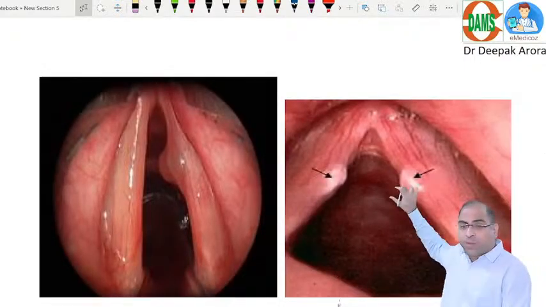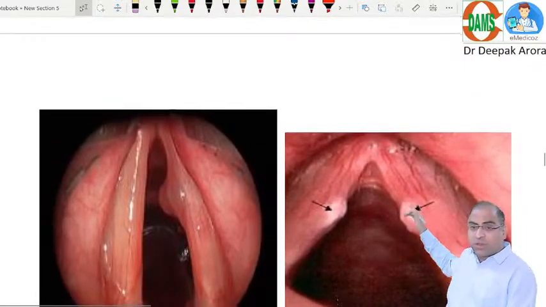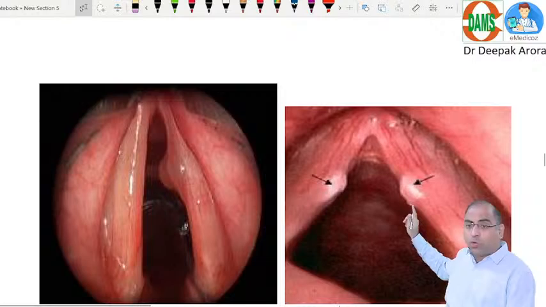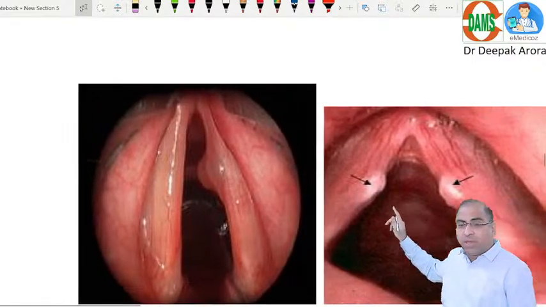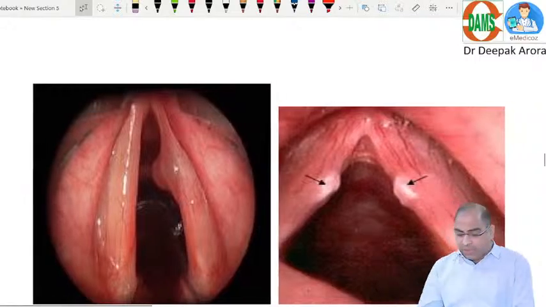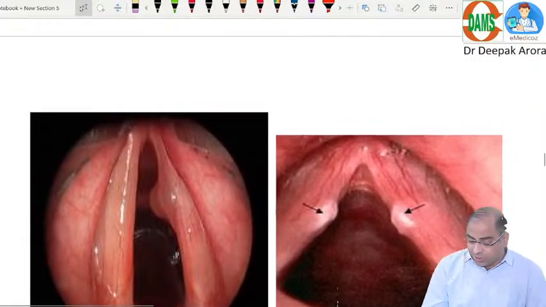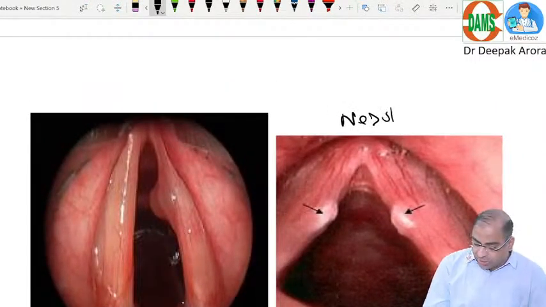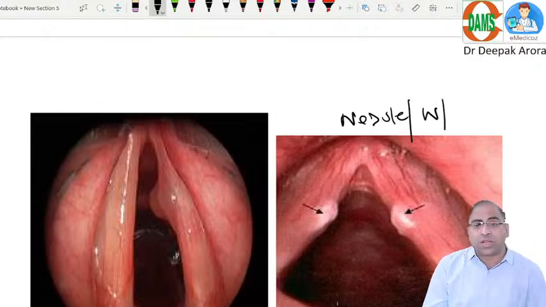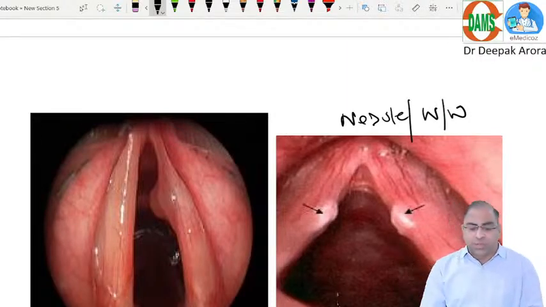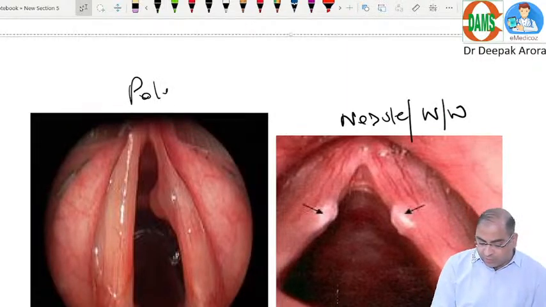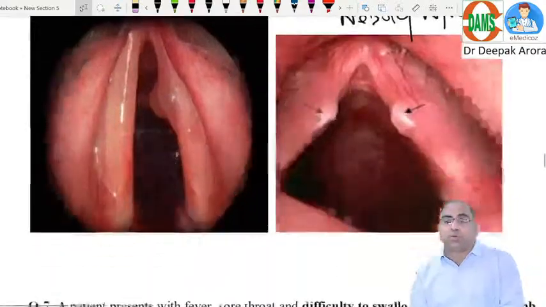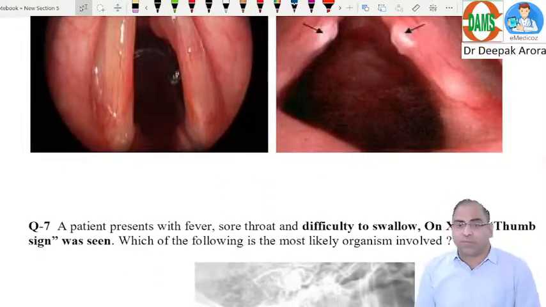And then I am showing you 2 slides. If they show you a pathology at the junction of the 1/3 and 2/3, it will be a nodule or polyp. How will we differentiate? If it is bilateral, it will be a nodule. If it is unilateral, it will be a polyp. So this is my nodule. And what is the treatment? We have to go for conservative management. Wait and watch. This is my polyp. And what is the treatment of the polyp? We have to go for surgical excision.